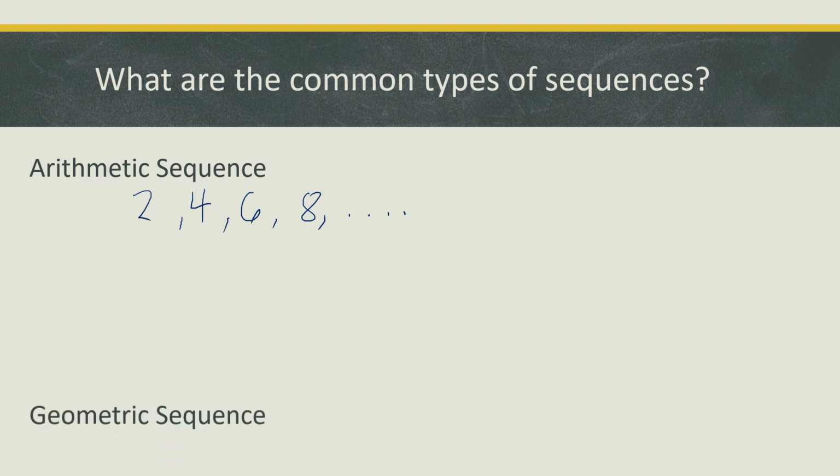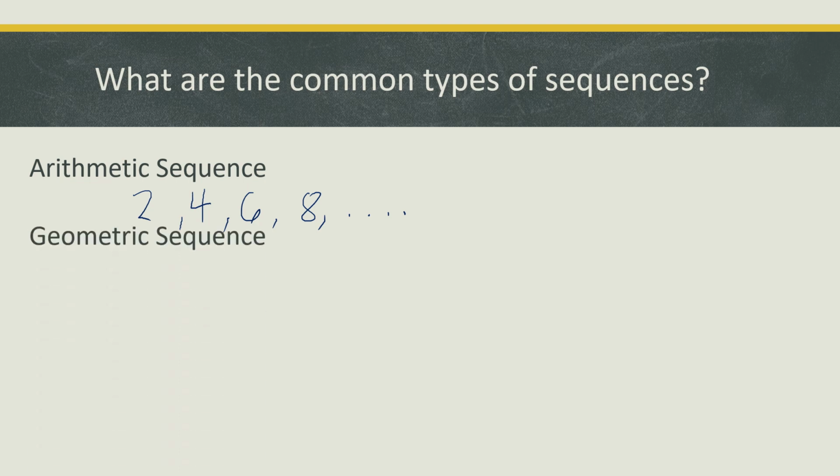We also have what we call the geometric sequence. The geometric sequence is a sequence with a common ratio. In this case, if we are multiplying or dividing as a pattern, it is now called a geometric sequence.